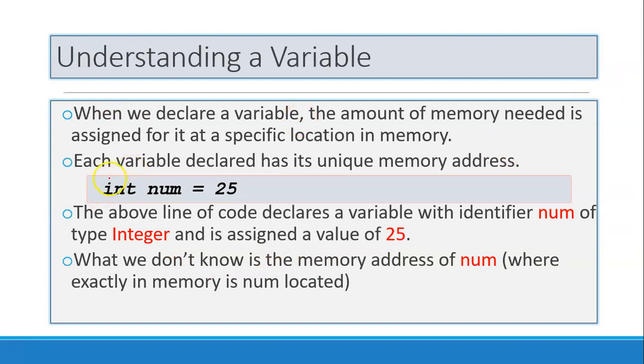So we have here an example of how we've been declaring our variables. We have declared a variable num. Here num is the name of the variable, which we call the identifier, and this variable is of type integer, and of course, it has been given the value 25. At this stage, we really don't know where exactly in memory num has been allocated. We don't know the address of num.